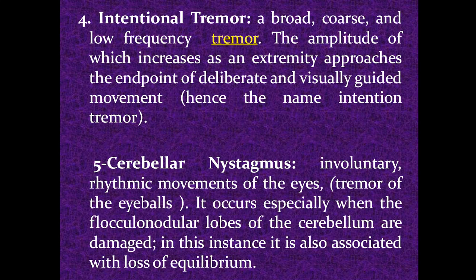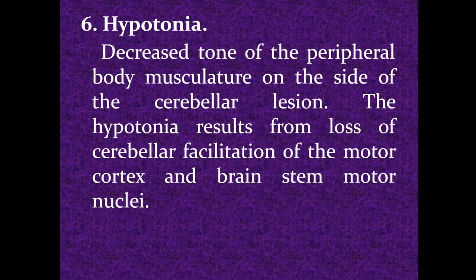The type of tremor here is a broad, coarse, low frequency tremor, an intention tremor, not a resting tremor, the amplitude of which increases as it approaches the endpoint of a deliberate and visually guided movement. Also there is cerebellar nystagmus. Nystagmus is a rhythmic, rapid, jerky movement of the eye. Tremor of the eyeballs occurs especially when the flocculonodular lobe of the cerebellum is damaged, and in this instance it is associated with loss of equilibrium.